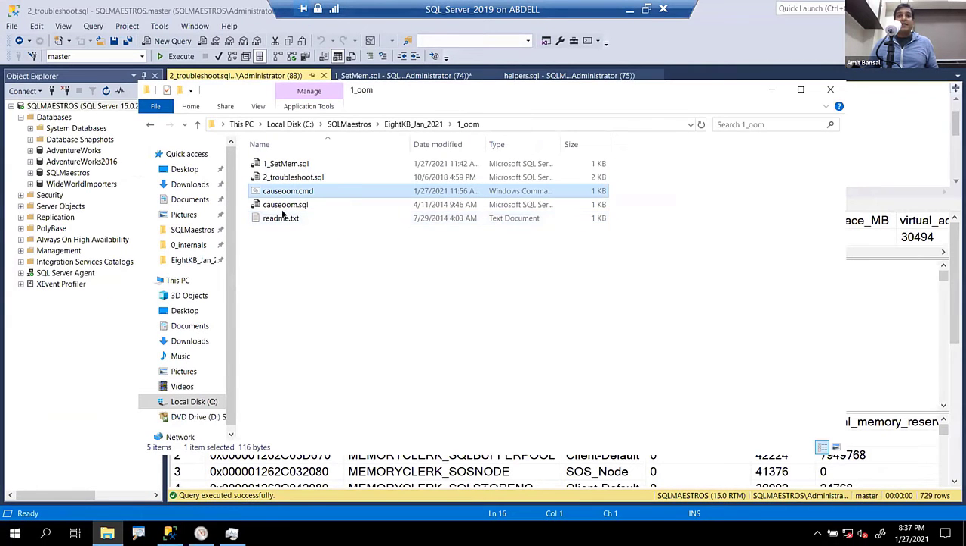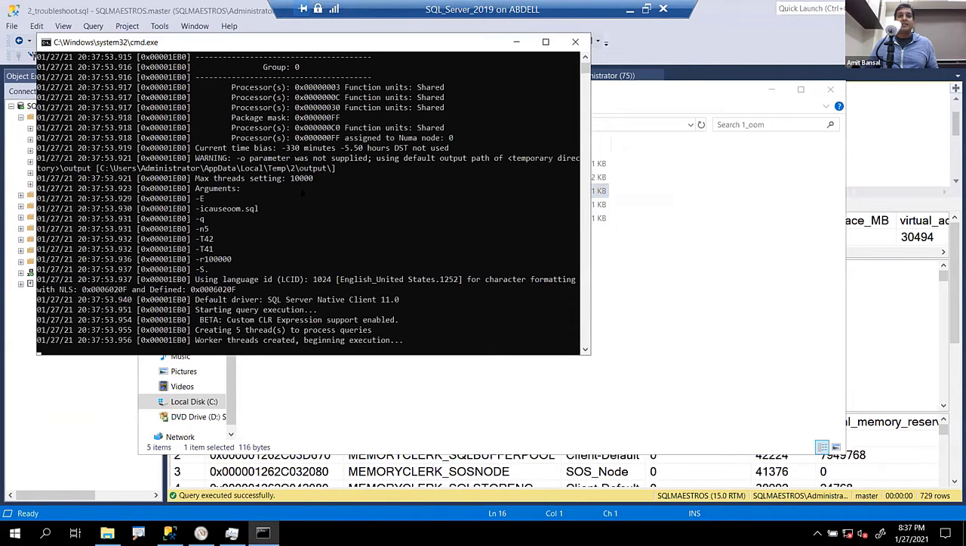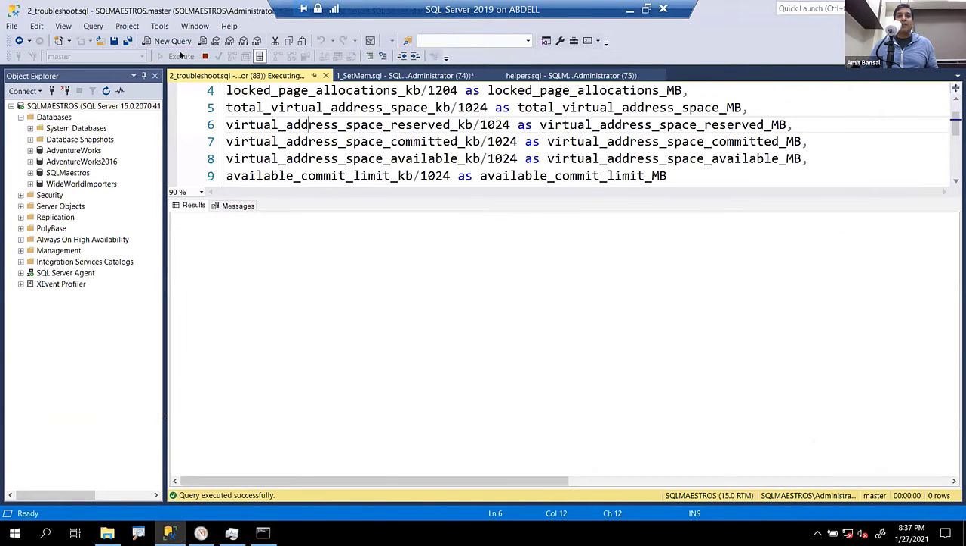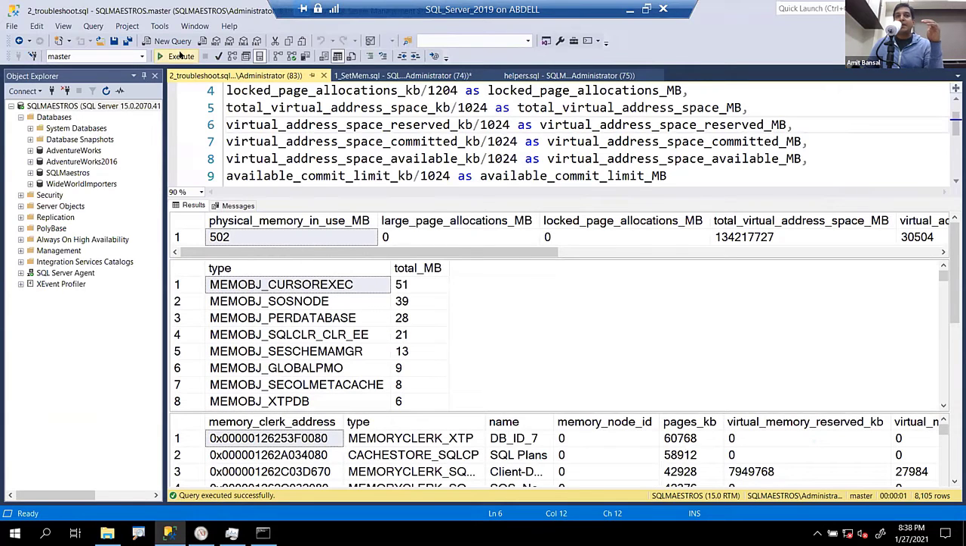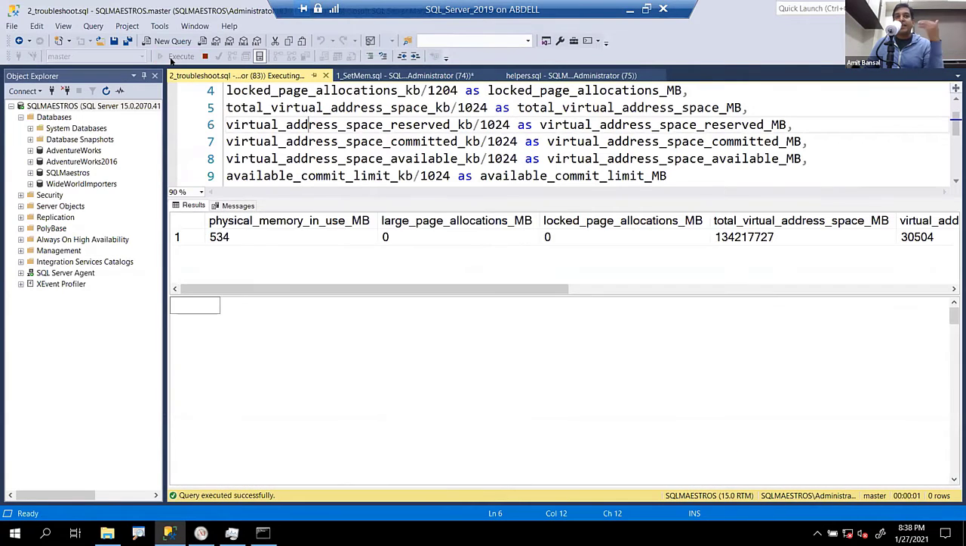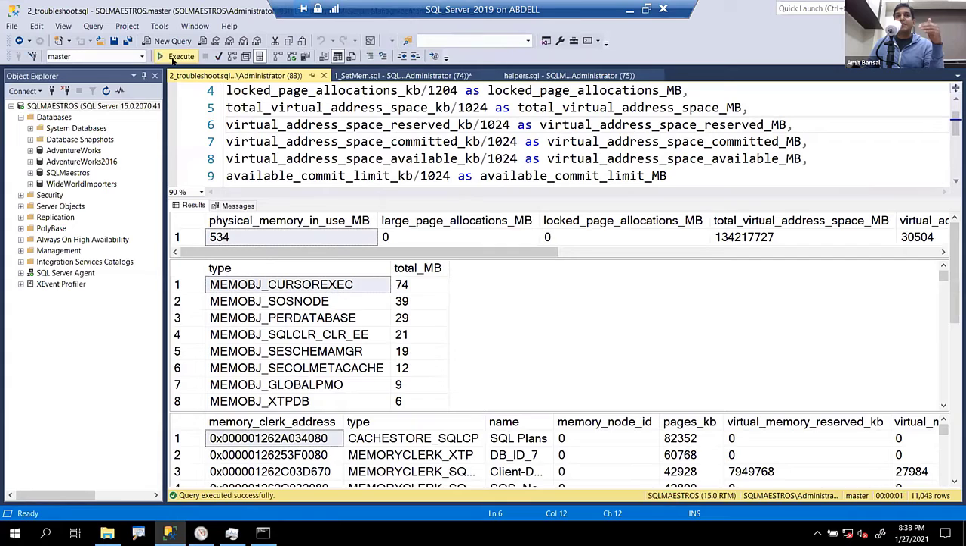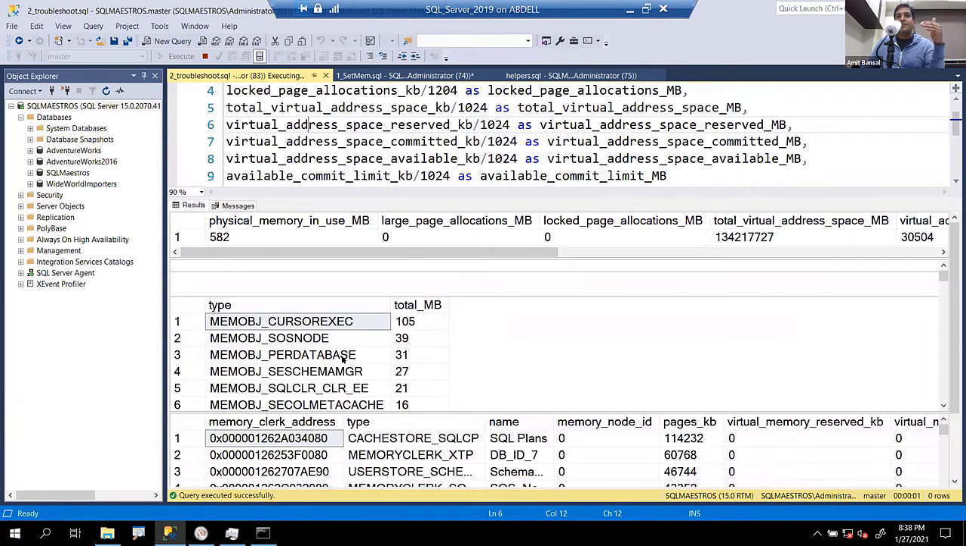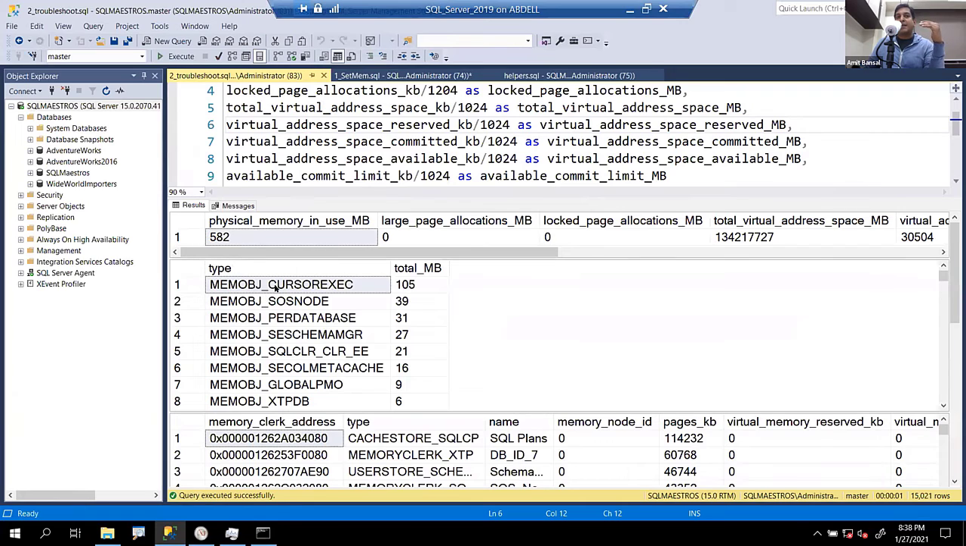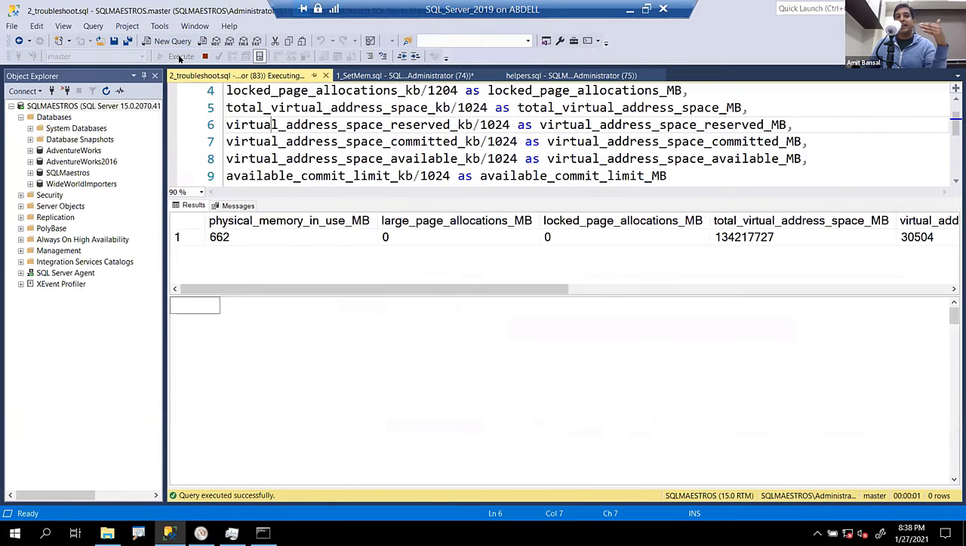Okay, with this, friends, let's cause om.cmd. So we run this, and let's go back into troubleshooting, and we'll see. Now you can see that physical memory is being consumed. And if I keep executing this, you will see memory is being increased, 557. And you may also observe that a mem object type cursor execution eats up about 100 MB. So something is happening with the cursors there.